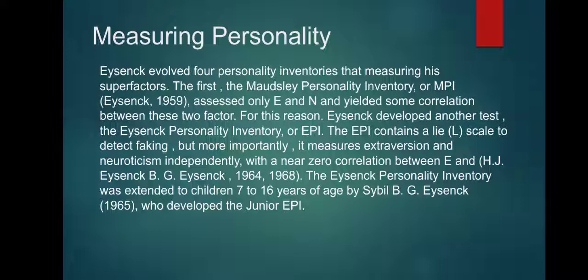Eysenck and B.G. Eysenck 1964-1968. The Eysenck Personality Inventory was extended to children 7 to 16 years of age by Sybil B.G. Eysenck 1965, who developed the Junior EPI.